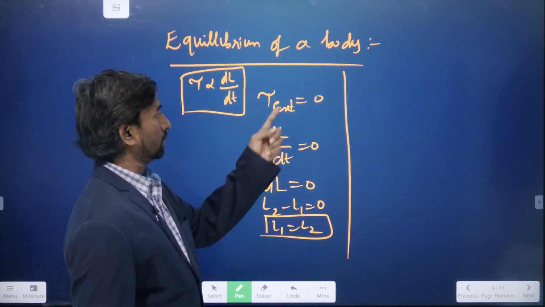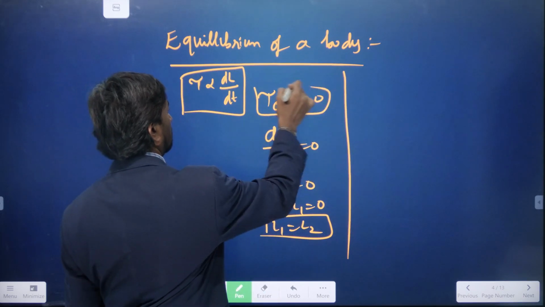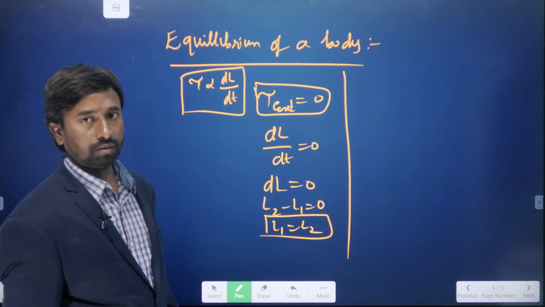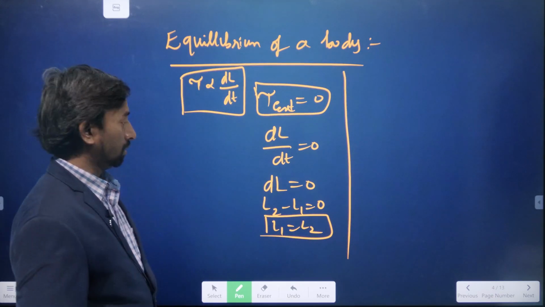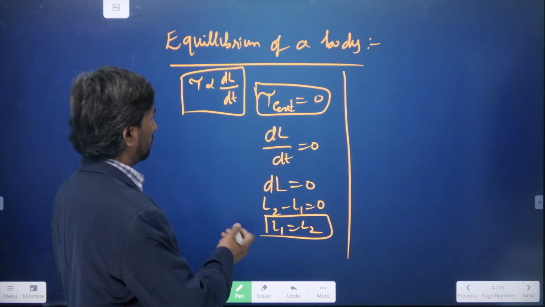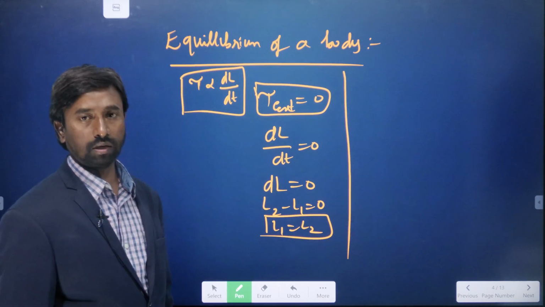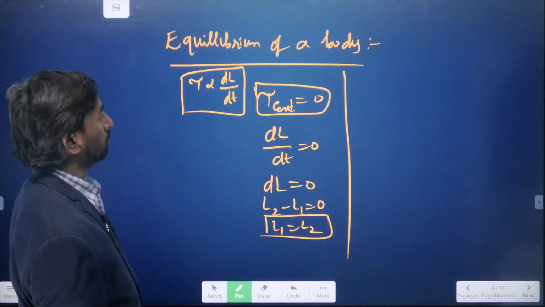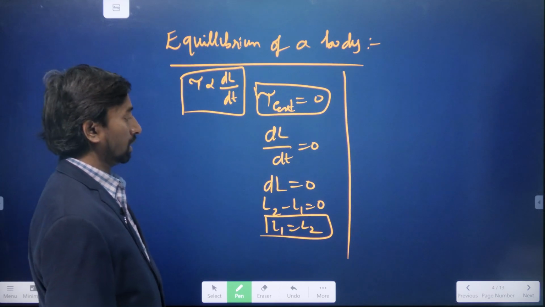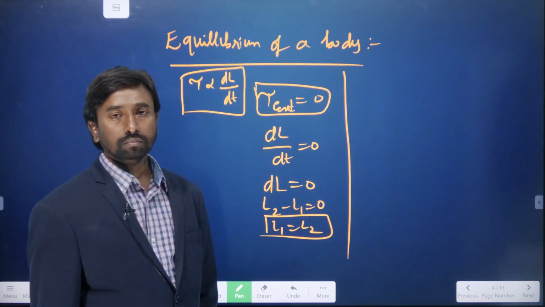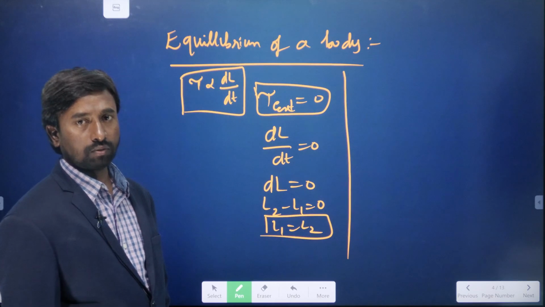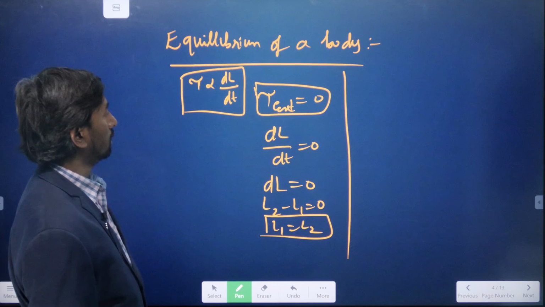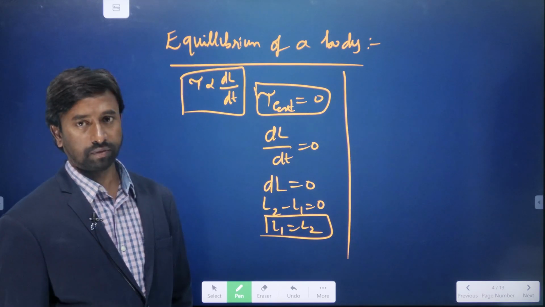Whenever there is no external torque, the linear momentum and angular momentum will be constant. Then we can say that the body is said to be in the equilibrium state. Or we can say the moment of force or torque, the sum of the torques is equal. So that also we can say is the equilibrium state of a body.